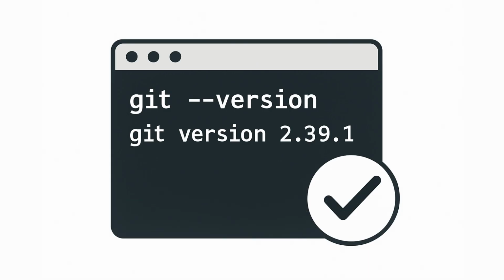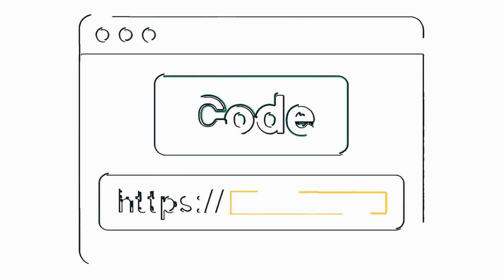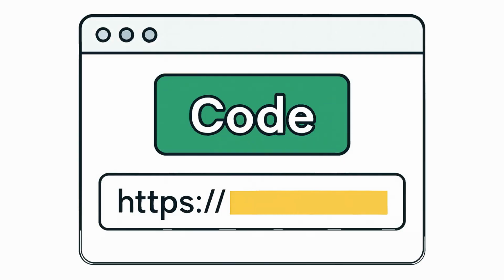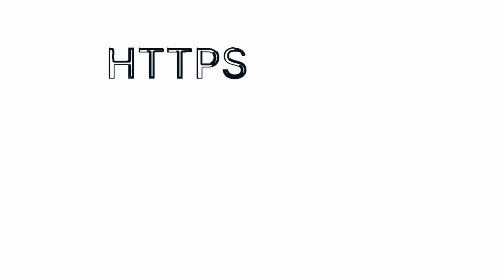Next, find the repository you want to clone. On a site like GitHub, open the project page and look for a button that says something like Code or Clone. You'll see a URL. That's the magic link your computer will use.